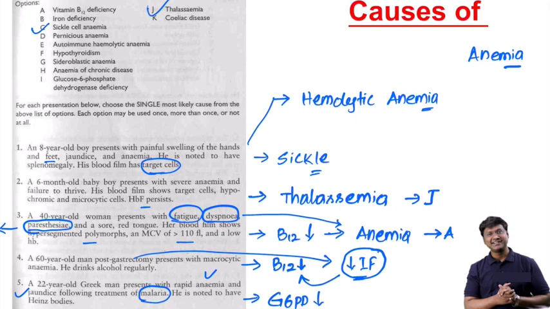And another very important point is the presence of the Heinz bodies. That is very much suggestive of G6PD deficiency. So here the answer is I, right? That is glucose 6-phosphate dehydrogenase deficiency. So this is about the causes of anemia in the clinical scenarios which have been given to you.